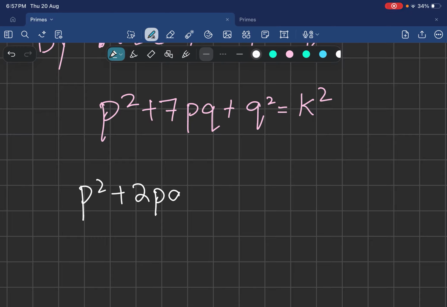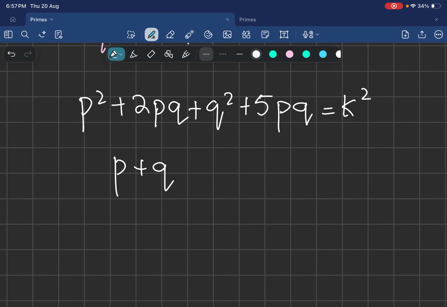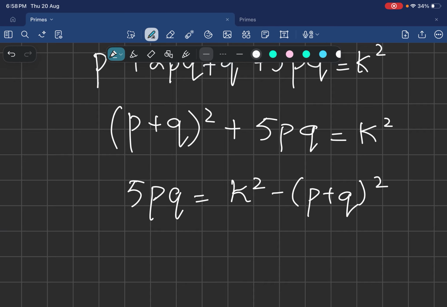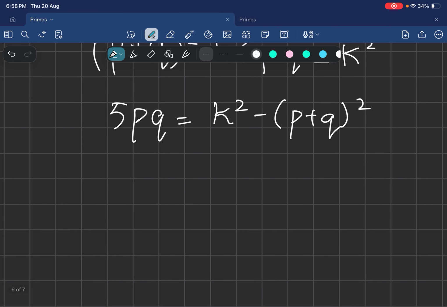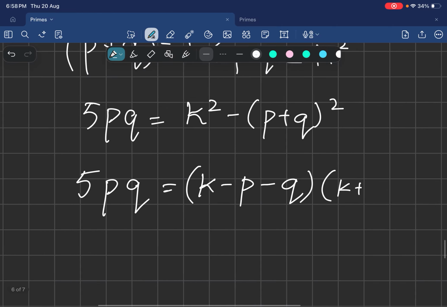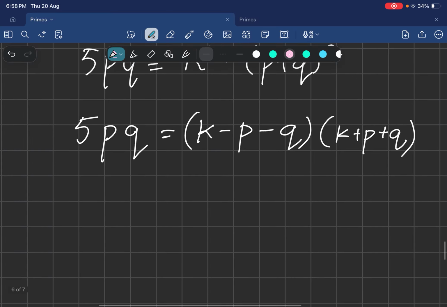Okay, p square plus 2pq, the very first thing I see is a perfect square. This will be p plus q whole square, and this will be 5pq. This will be k square. I see the difference of squares, so let's apply that. Bring p plus q whole square on the other side. Now I get two factors, and this was my main motive, and I completed it.